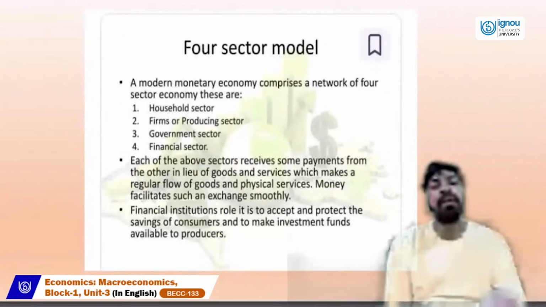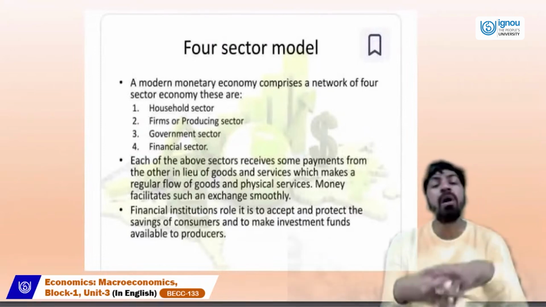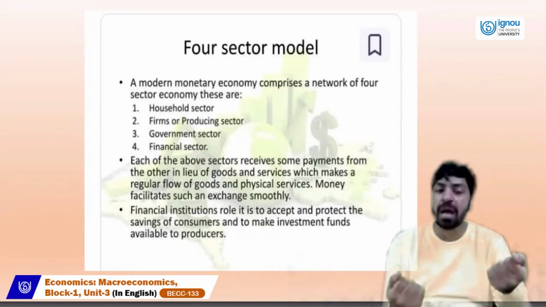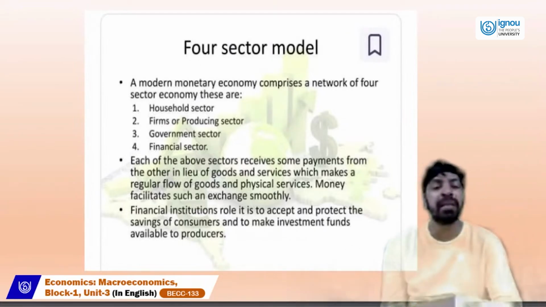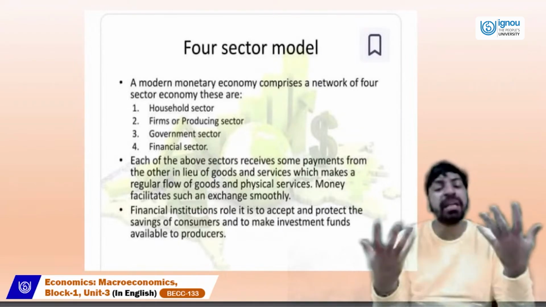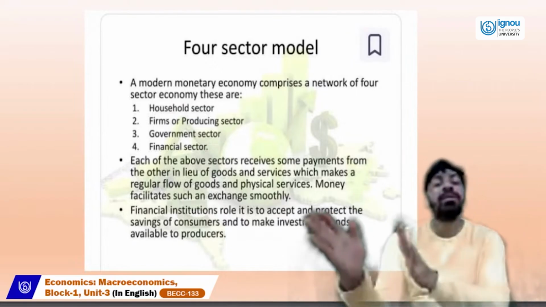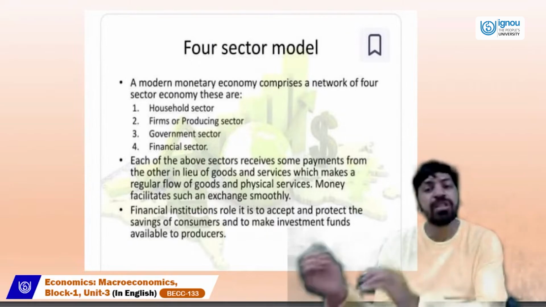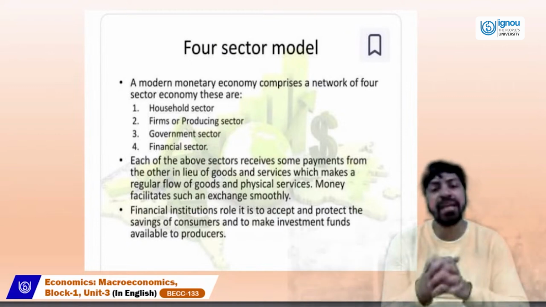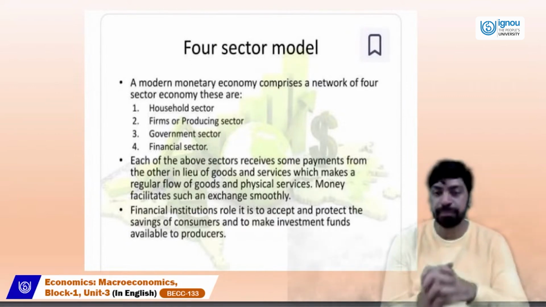Firms also expect money for whatever goods and services they produce or sell. The government always collects money from the organizations or the households, and then ultimately spends the money for them. In the financial sector, whenever there is any shortage of funds or any investment to make, the funds will be available to the organizations or the firms. So these are the roles that every sector plays, so that the flow of money will always work smoothly.